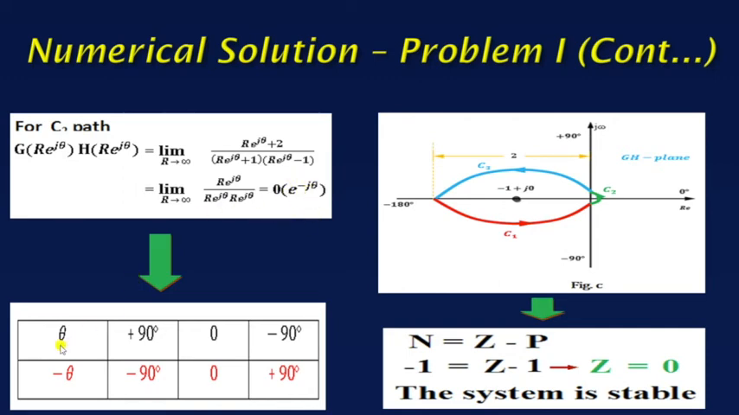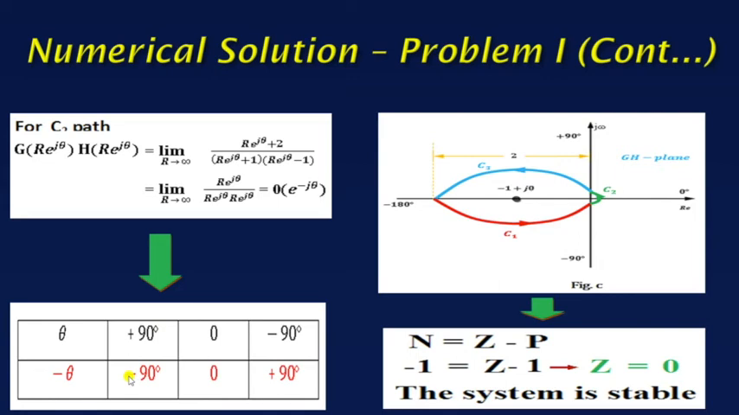Then for the C2 path, theta goes from plus 90 to 0 to minus 90. And from this equation, the angle is minus theta. Then this angle is minus into 90, that means minus 90. 0 into theta, that means 0 degree angle. And this is minus minus plus. Then this angle is plus 90.